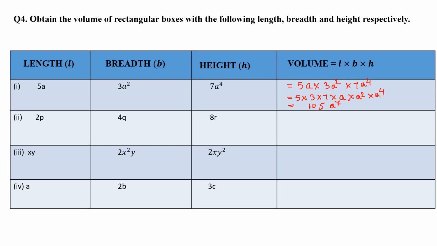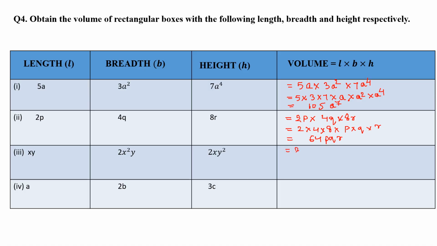Now second one, volume is 2p into 4q into 8r. So multiply the numerical part. So it is 2 into 4 into 8 and the variable part is p into q into r. So 2 fours are 8, 8 into 8 is 64. So it is 64 pqr.